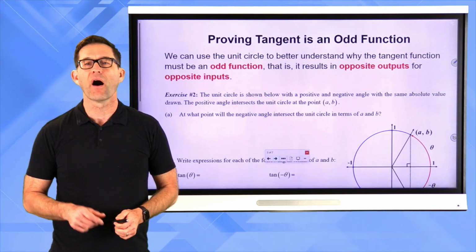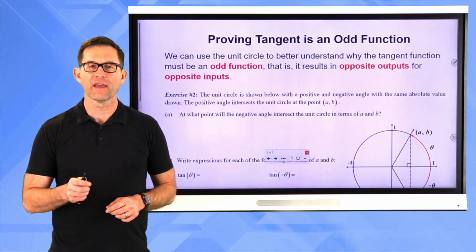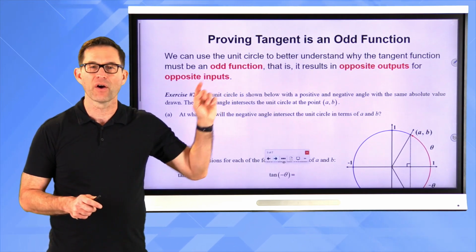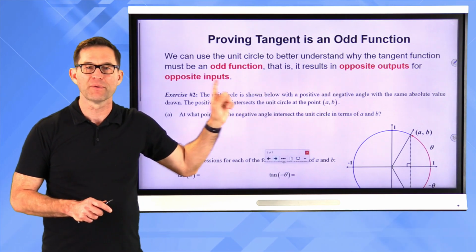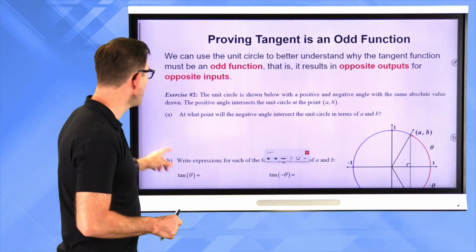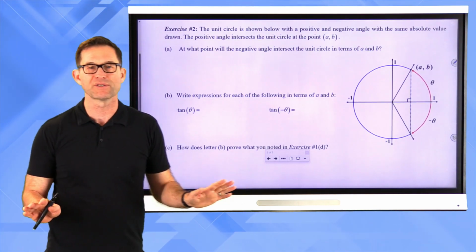Proving tangent is an odd function. We can use the unit circle to better understand why the tangent function must be an odd function. That is, it results in opposite outputs for opposite inputs. So let's try to understand that using the unit circle, not using special values.